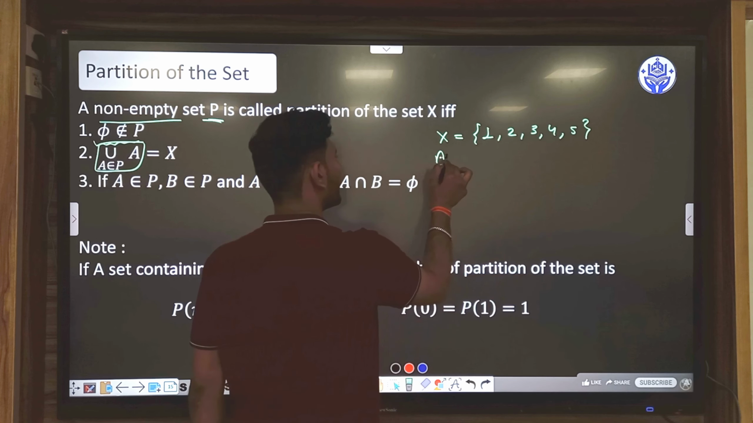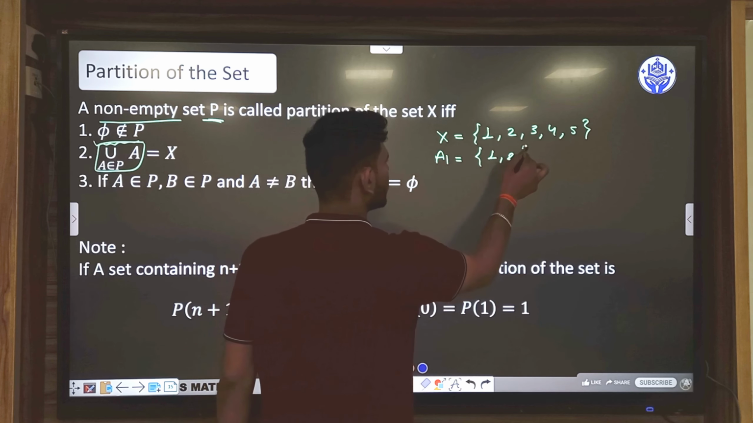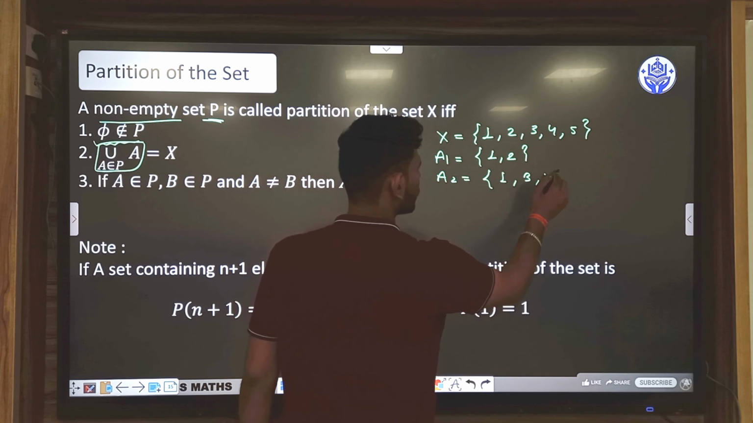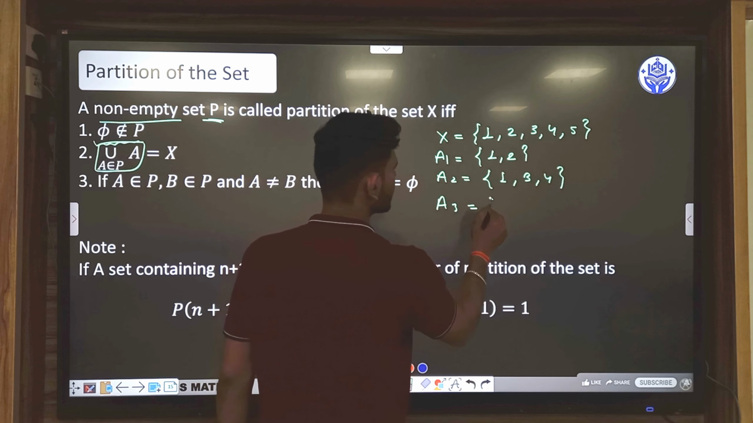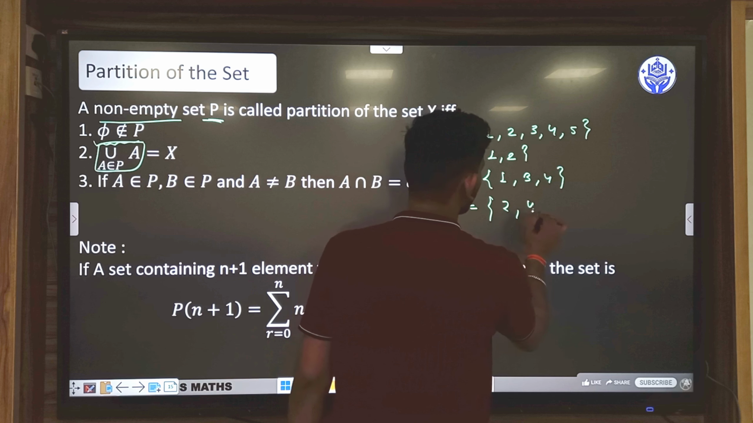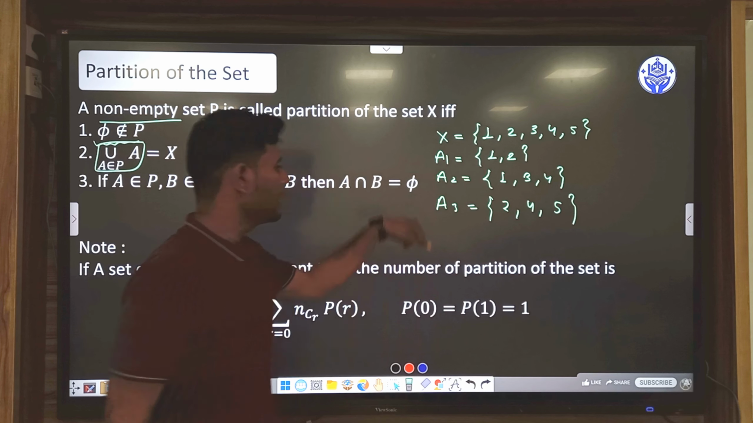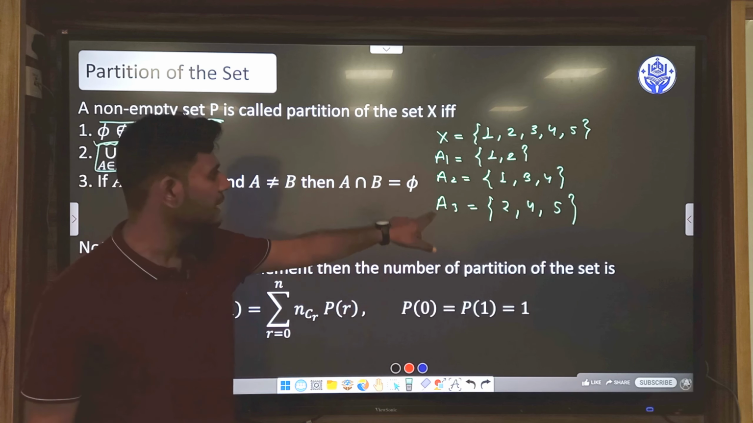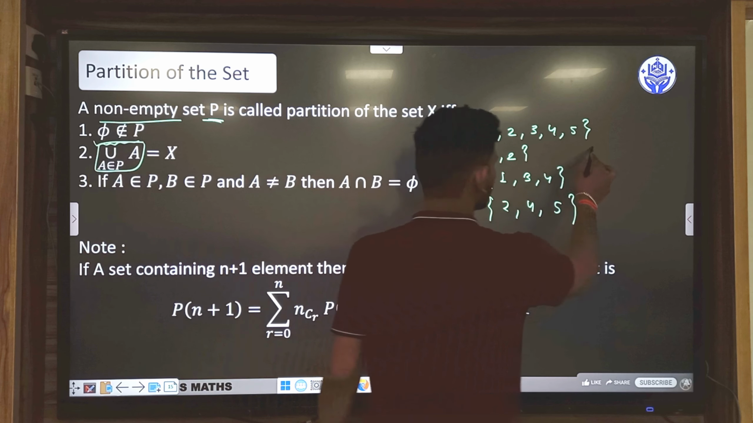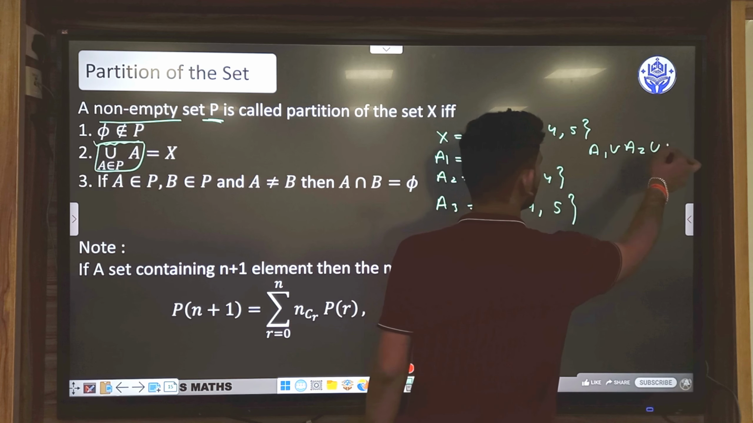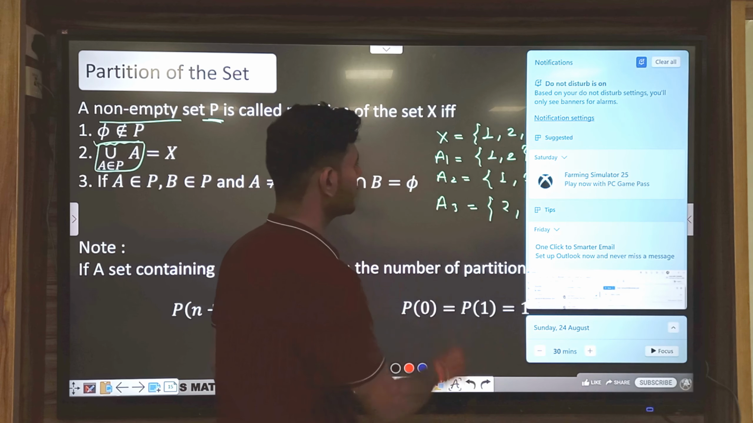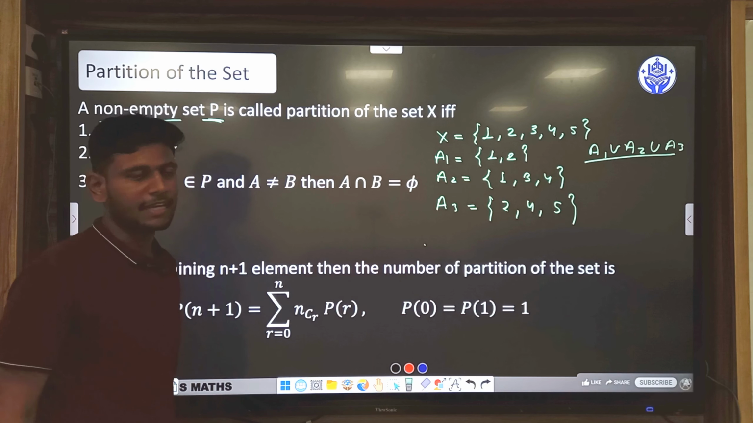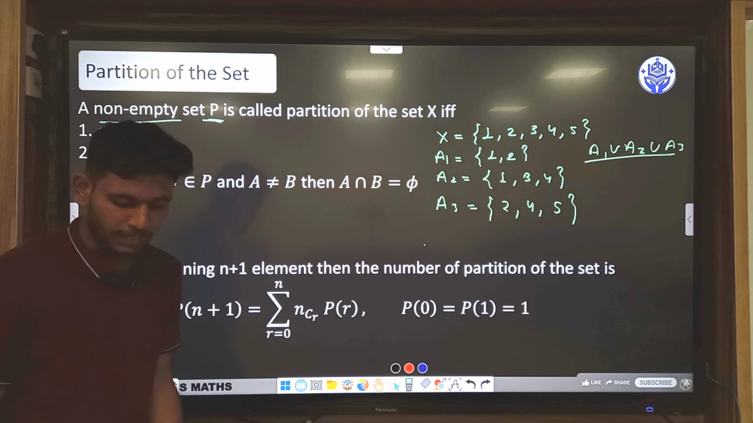Say A1 is {1, 2}, A2 is {1, 3, 4}, and A3 is {2, 4, 5}. Are these all partitions of my X? Yes, because if I take the union A1 union A2 union A3, it will construct my X again. So this is the concept of partition here.